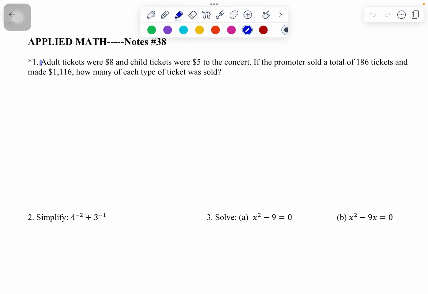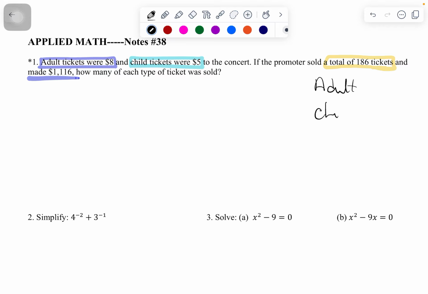We've got adult tickets for $8. We have child tickets for $5. We've got a total of 186 tickets sold, and they made $1,116. How many of each type of ticket was sold? So that means we're going to need to answer adult and child. We need to answer both of them. So let's see what we got here.